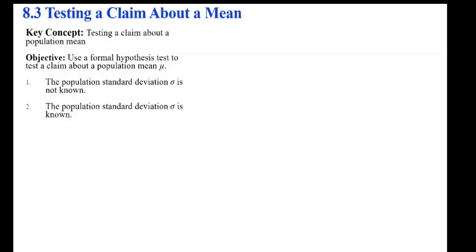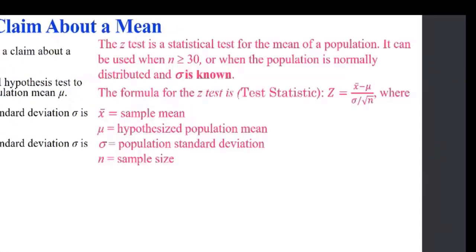And the population standard deviation sigma is not known. Or the population standard deviation sigma is known. What do we mean by that? There are two possibilities, and we want to pay attention to that. Either sigma is given or sigma is missing. Population standard deviation. The z-test is a statistical test for the mean of a population.